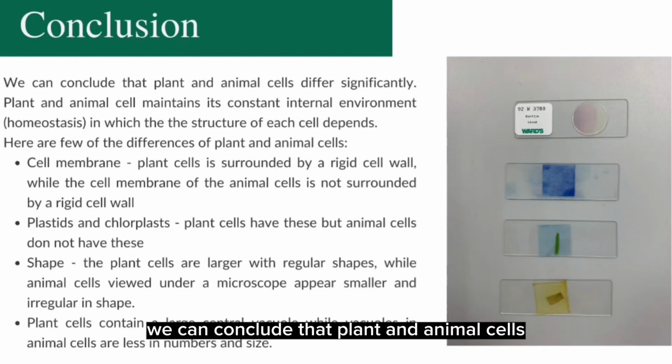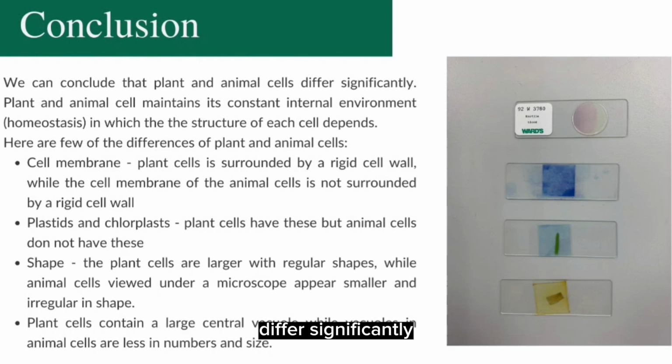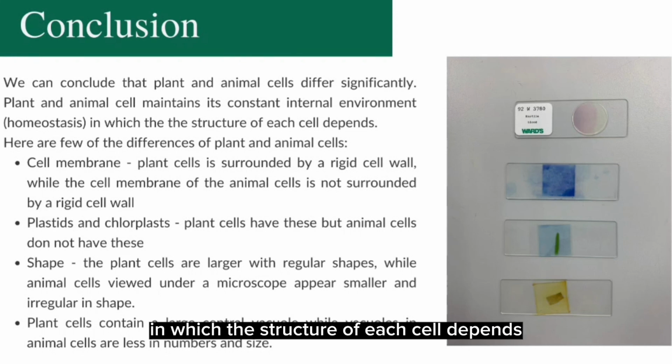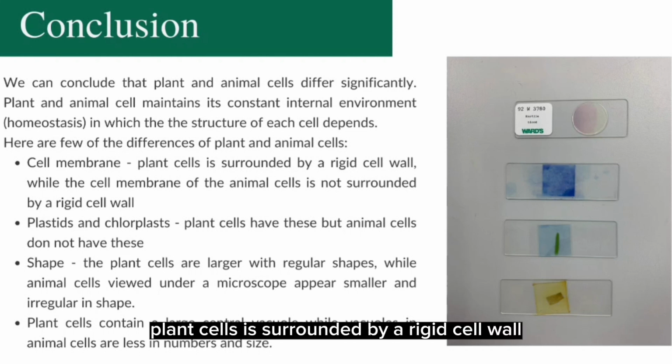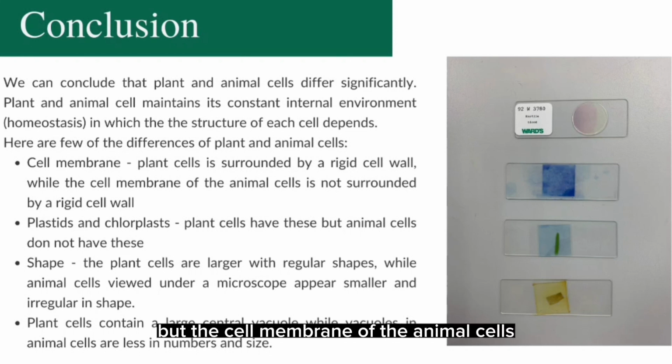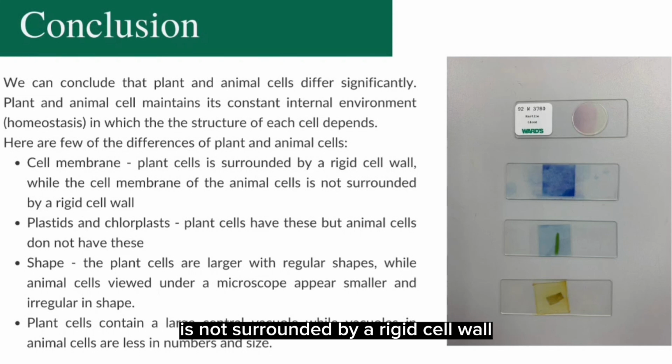In conclusion, we can conclude that plant and animal cells differ significantly. Plant and animal cells maintain a constant internal environment, homeostasis, on which the structure of each cell depends. Here are a few of the differences of plant and animal cells. Cell membrane. Plant cells are surrounded by a rigid cell wall, while the cell membrane of the animal cells is not surrounded by a rigid cell wall. Plastids and chloroplasts. Plant cells have these, but animal cells do not have this.